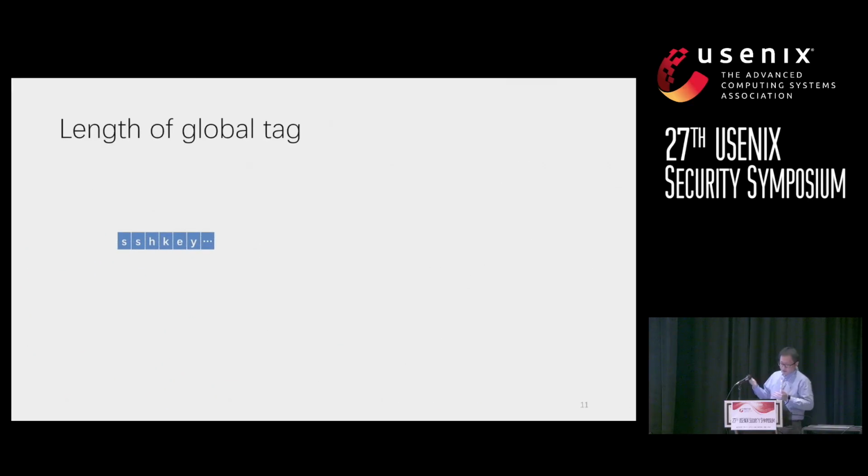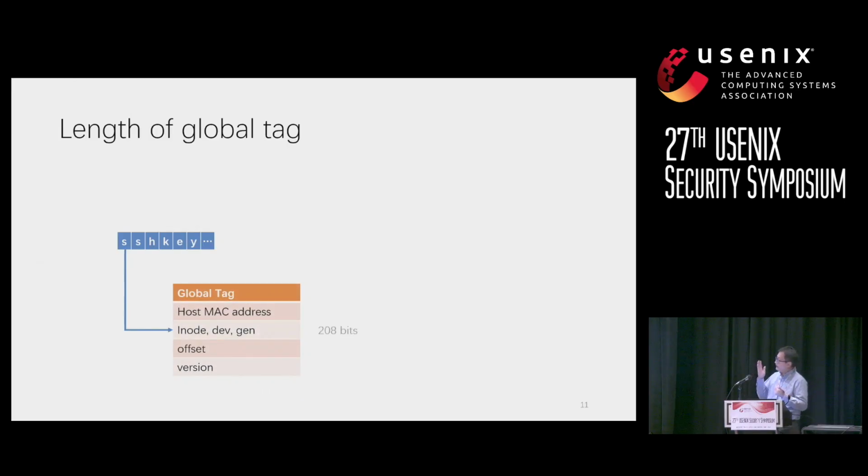So when we are doing this analysis, first we need to identify every byte that we need to track. In this data flow analysis, for example, the SSH key needs a global tag, which consists of the host MAC address, the inode, dev, gen information, its offset, and also its version information. So in total, it's 208 bits. So can we just use this global tag, which can make every tag identifiable across different hosts in the taint analysis? Obviously, it is very high.